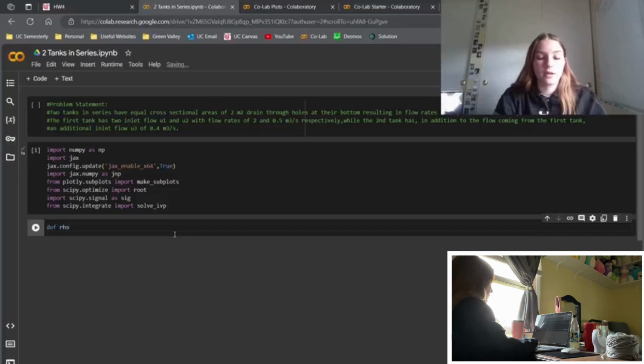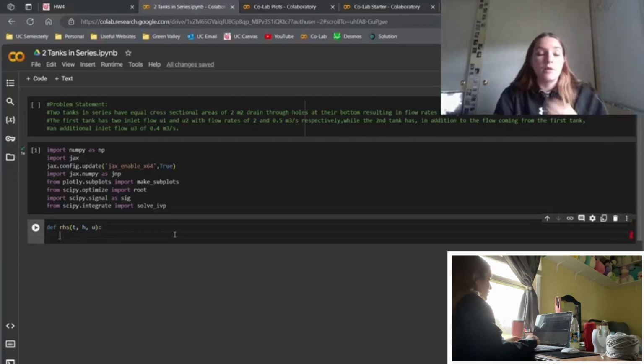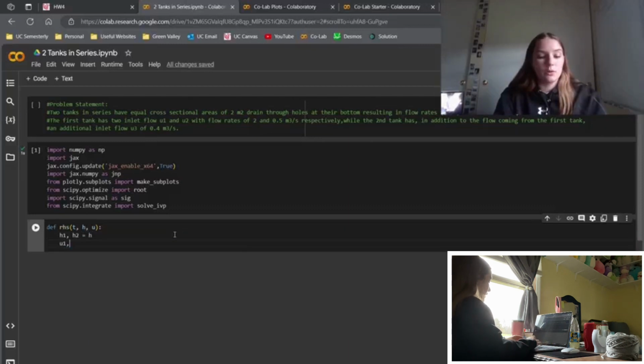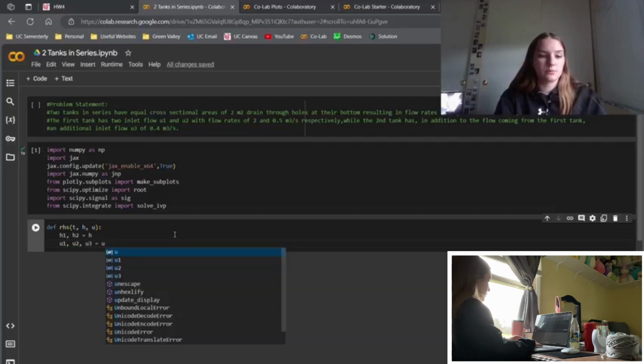So define right-hand side. So we need to start with our independent variable, which is our time, and then we have to have a vector of our dependent variables, so one for our height and one for our flows. So now we can unpack our vectors of our height and our flows. So we're going to say that H1 and H2 are equal to H, and our U1, U2, and U3 are equal to U.